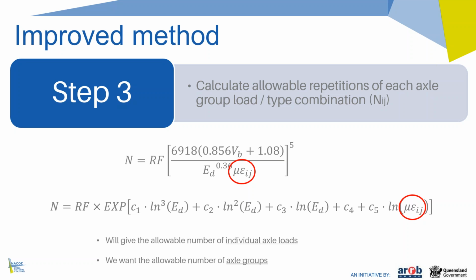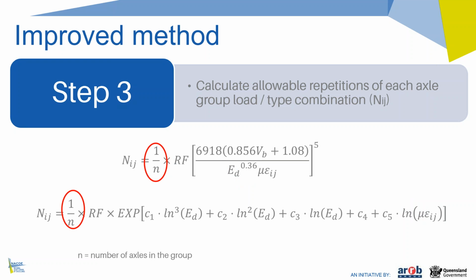Because the strain is under a single axle, the result we would get from that calculation would actually be the allowable number of individual axle loads, which is capital N. We actually want to know the allowable number of axle groups, so we add an additional term to those equations, which is on the next page, which is simply dividing the result from the previous page by the number of axles in the group. So capital N in that case will be the allowable number of repetitions of each axle group. That calculation is repeated for all those strains that we've calculated for every combination of axle group type and load.